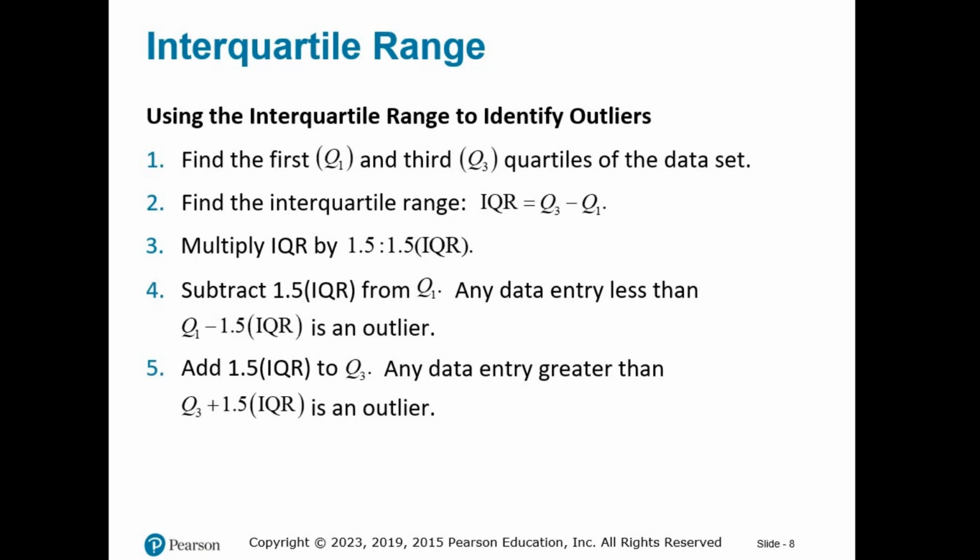To find lower outliers, subtract the result of 1.5 times the IQR from Q1. Any data entry less than that difference is an outlier. Now add 1.5 times the IQR to the Q3 figure you found. Any data entry greater than that sum is an outlier. Let's find out if there were any outliers in our previous example.